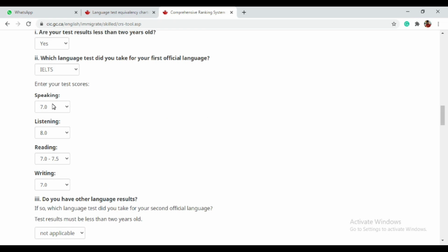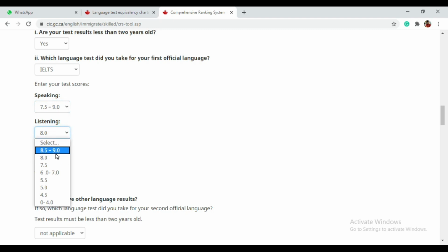Now, let's dig deeper into each module, okay? Speaking, as you can see, the maximum points are for 7.5 to 9. So let's assume that you scored 8.5 in speaking. Still, you will get the same CRS as the person who scored 7.5 in speaking. So that is the maximum slab. It does not get any better than that.